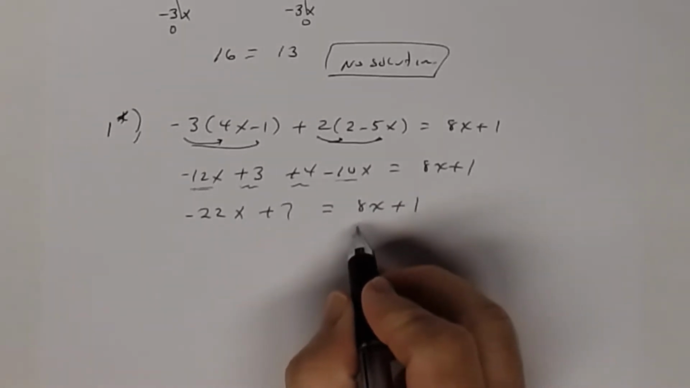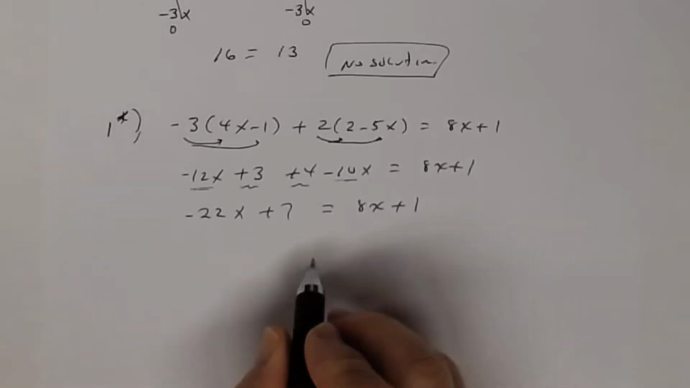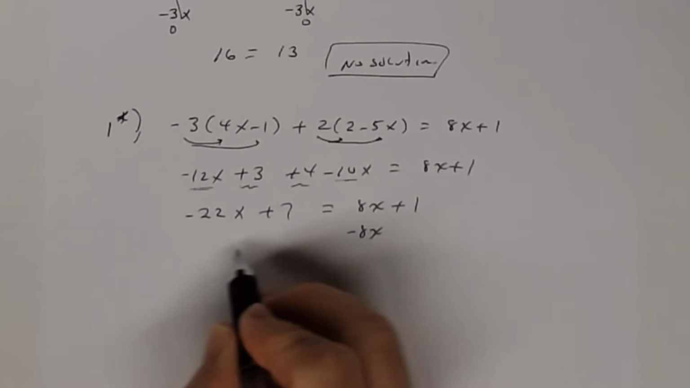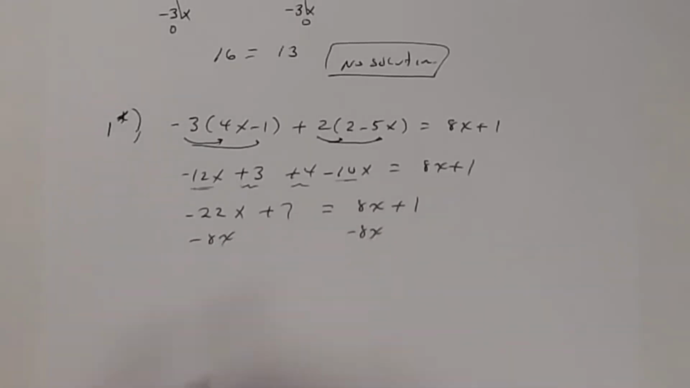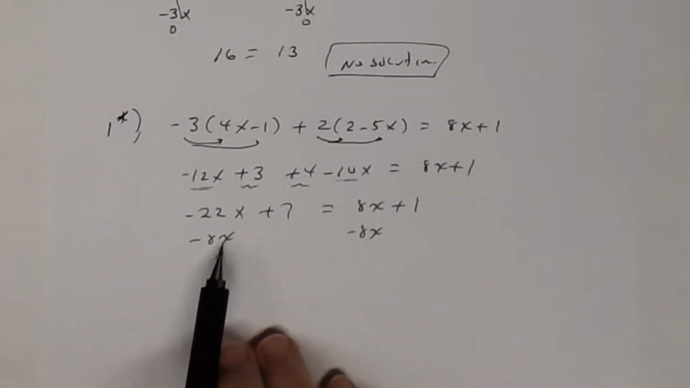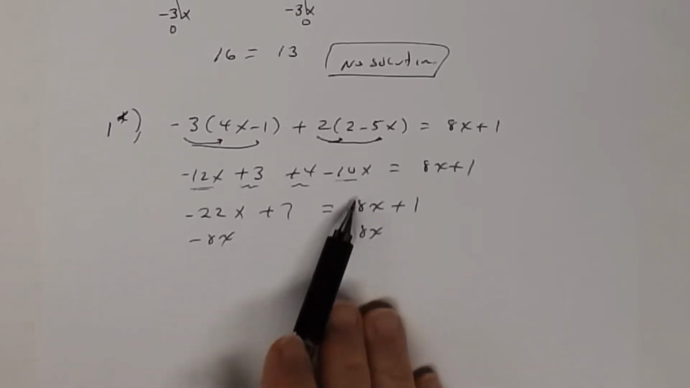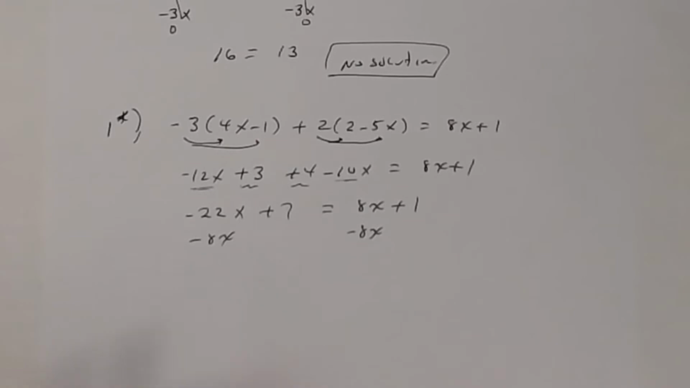Now I'm going to go ahead and bring all the variables to one side, constants to the other, since this is a linear equation. So I'm going to subtract 8x from both sides, just like this. Notice what you do to one side, you must do to the other. So that has to be shown. Subtract 8x, you must say subtract 8x. Otherwise, mathematically, what you have is not a correct mathematical statement.